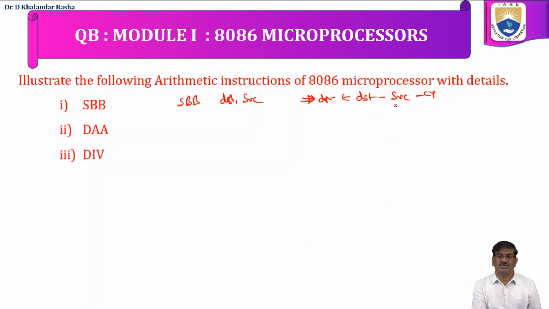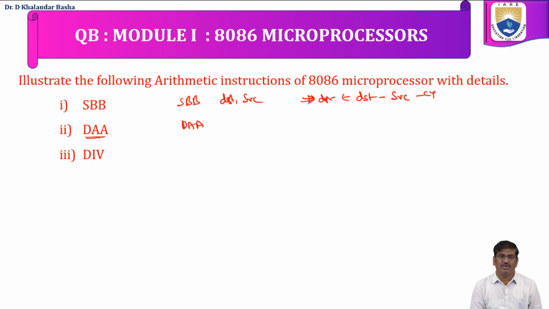Subtract the source contents from the destination along with the carry flag. The next instruction is DAA. The syntax of the instruction is DAA, where it is a 0 operand instruction. All are implicit operands. So this instruction we have to perform after addition operation. After addition, the result should exist in the AL register.